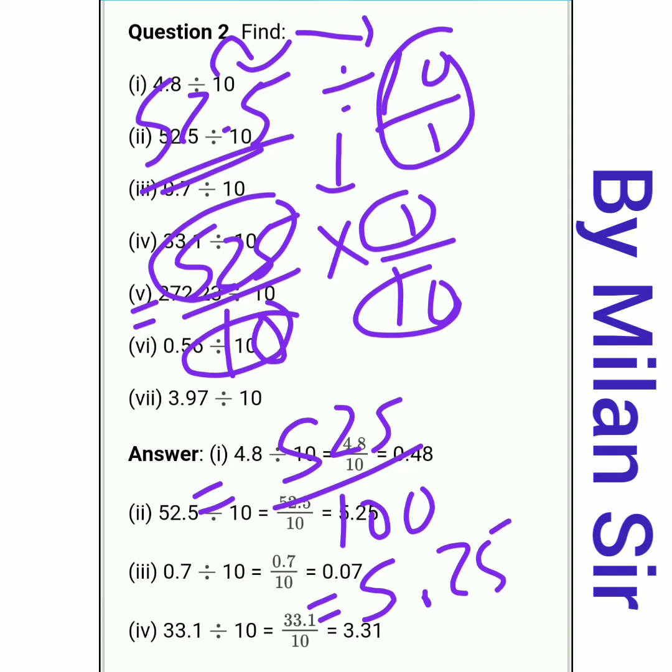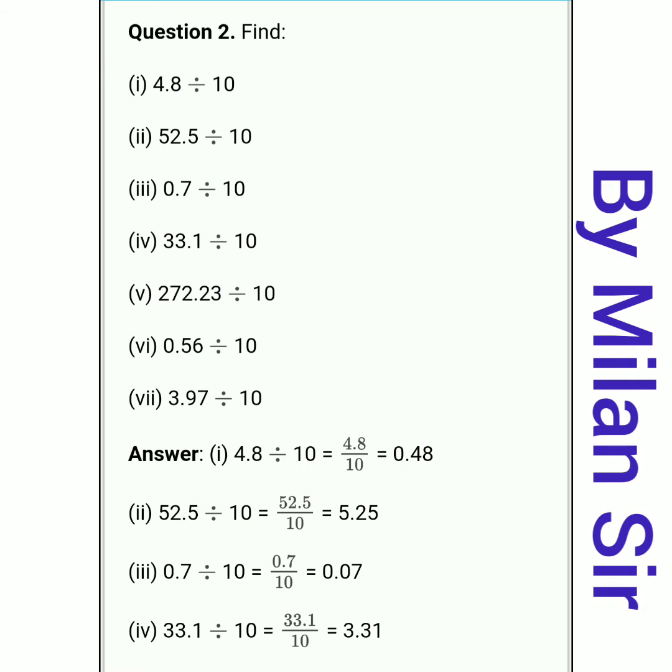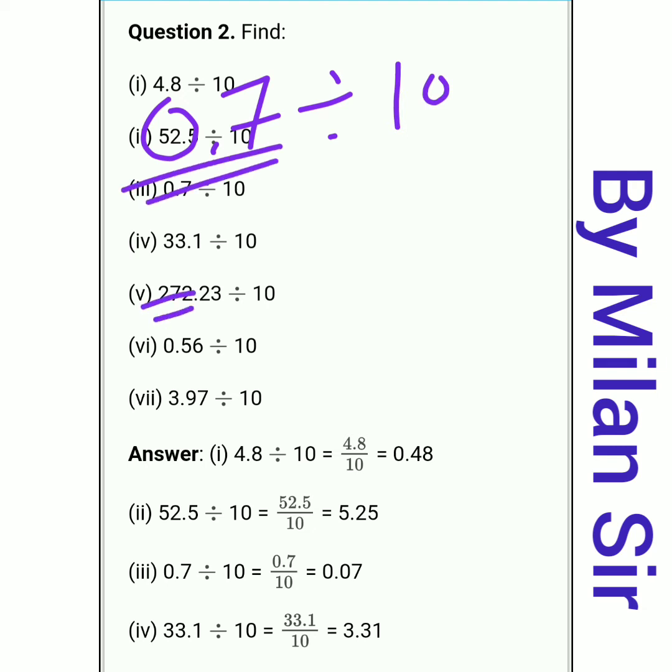Then question number 3, 0.7 divided by 10. First of all we need to convert this decimal number into a fraction, so ignore the decimal point. So 7. Here after the decimal point only one digit is there, so in the denominator we write 10.